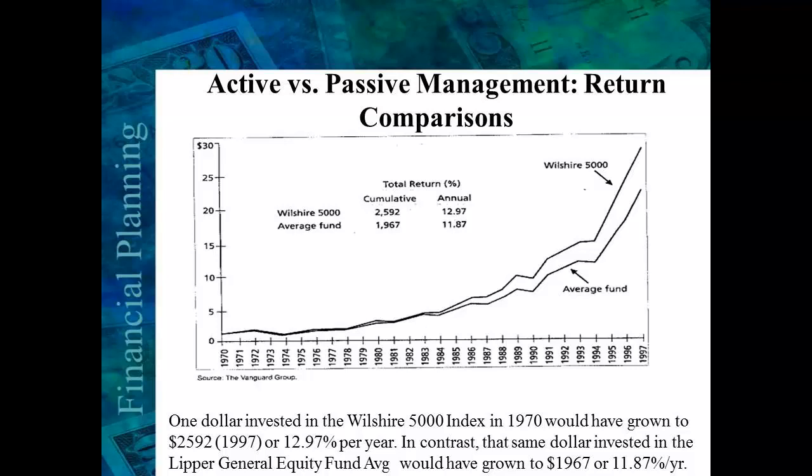The line chart on this slide shows how $1 invested in the Wilshire 5000 index in 1970 would have grown to $2,592 by 1997. That growth translates into a 12.97% annual return. In contrast, that same dollar invested in the Lipper General Equity Fund Average, i.e. actively managed mutual funds, would have grown to $1,967. The active manager return was 11.87% per year. The result of this study also supports the premise of an efficient market.